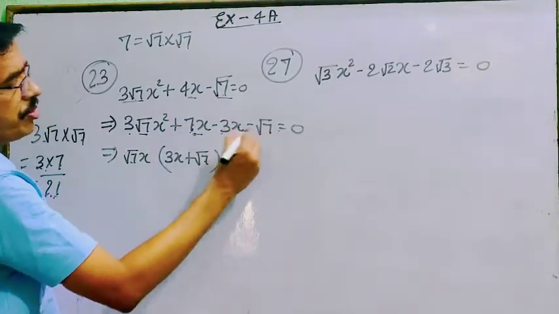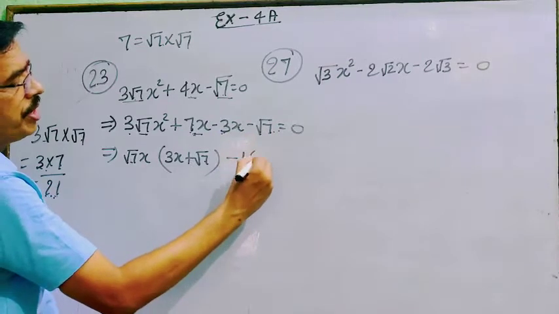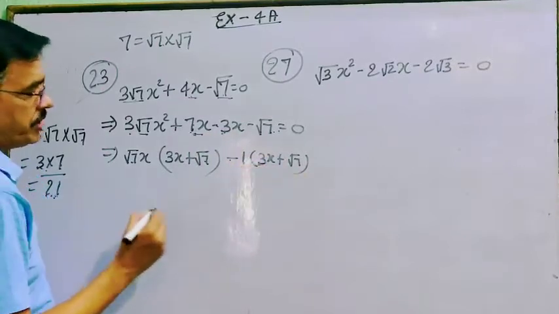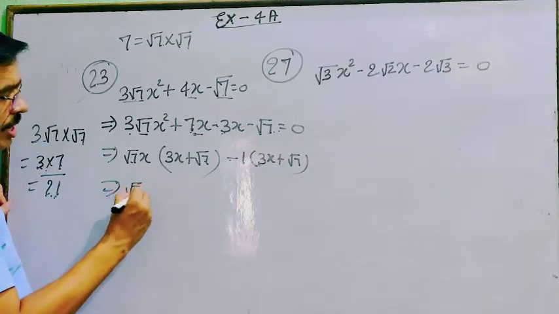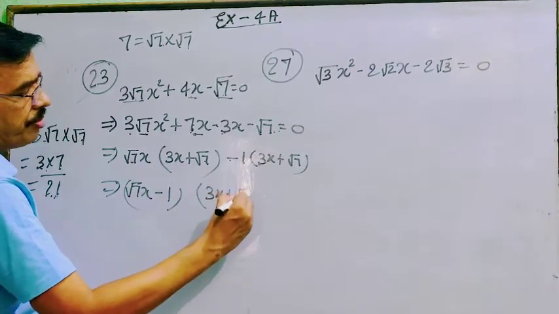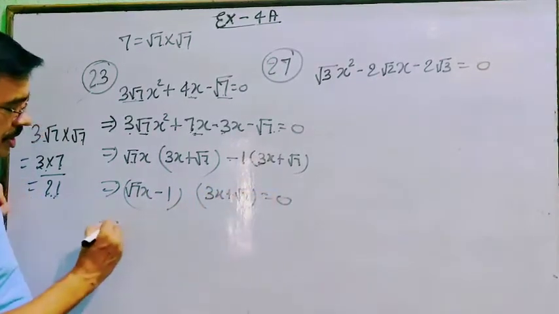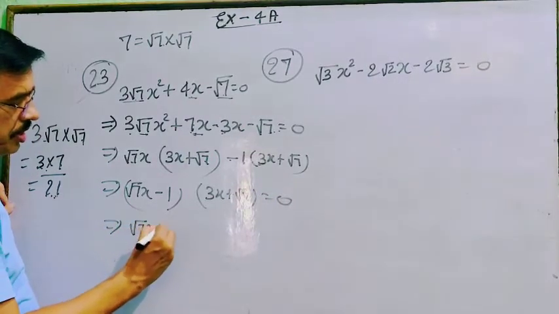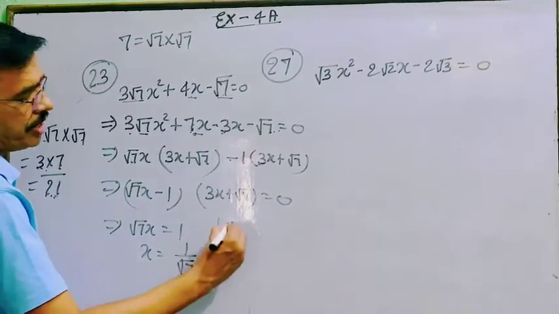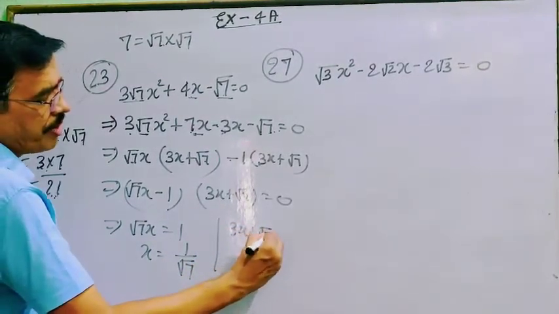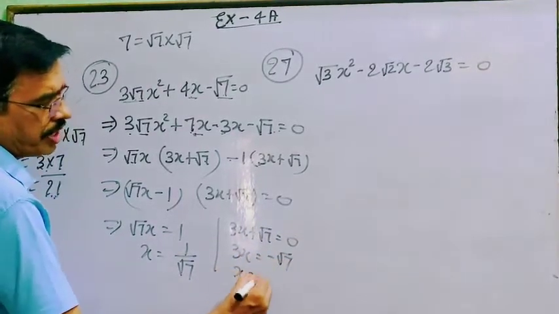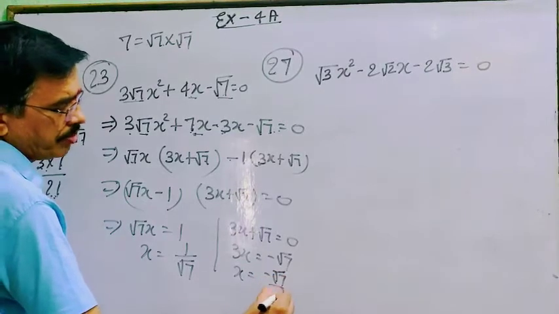Minus, here nothing is common, only one common, that is 3x plus root 7. Here is a negative sign, so both are positive. Now write it as root 7x minus 1, and here we write 3x plus root 7 is equal to 0. Then root 7x is equal to 1, and what is x? 1 by root 7. And here 3x plus root 7 is equal to 0, then 3x is equal to minus root 7, then x is equal to minus root 7 by 3.